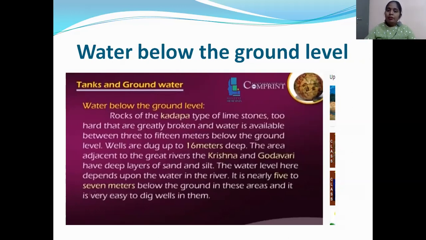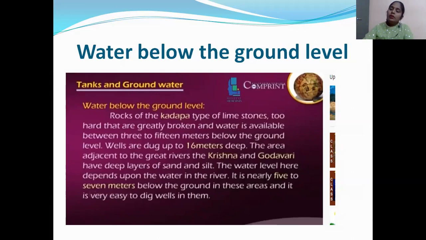Where you find the Kadapa stone, the people dig wells till 16 meters deep. Okay, children. And the area adjacent to the great rivers like the Krishna and Godavari have deep layers of sand and silt. The water level here depends upon the water in the river.